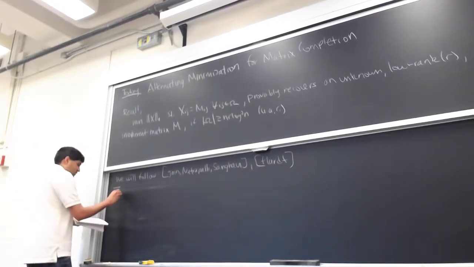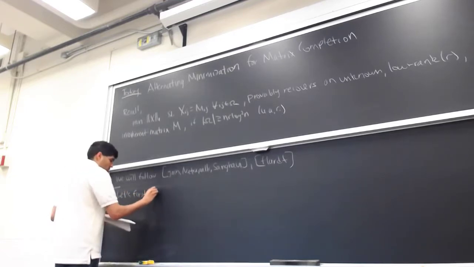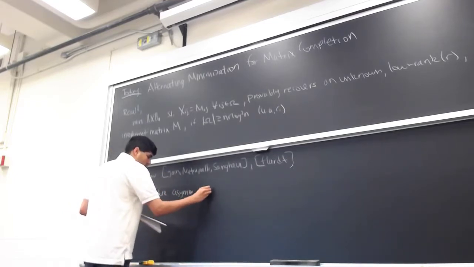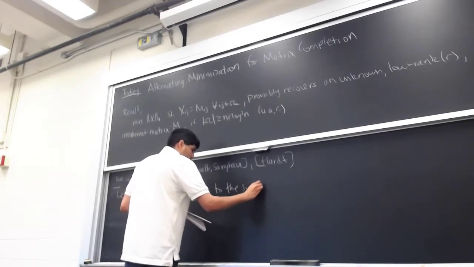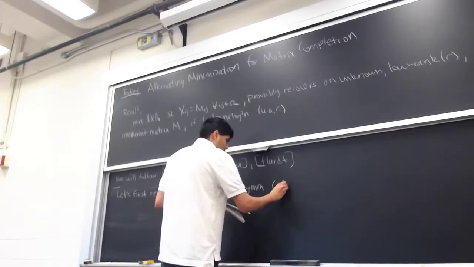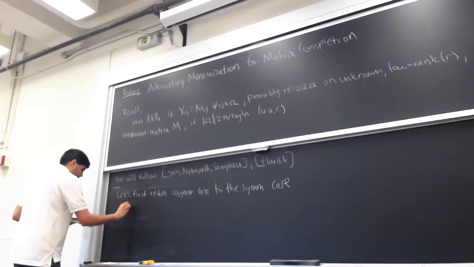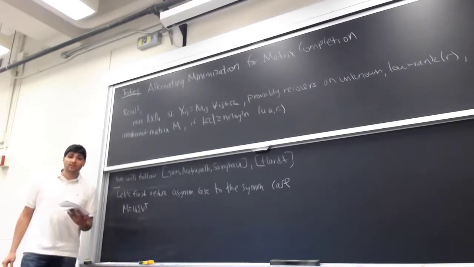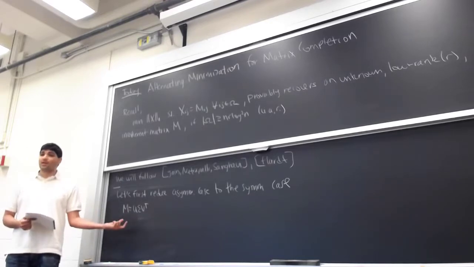So let's first reduce the asymmetric case to the symmetric case. And there's something very natural that we can do. So let's say M is U sigma V transpose. So this is the asymmetric matrix, which we'd like to complete from random observations.